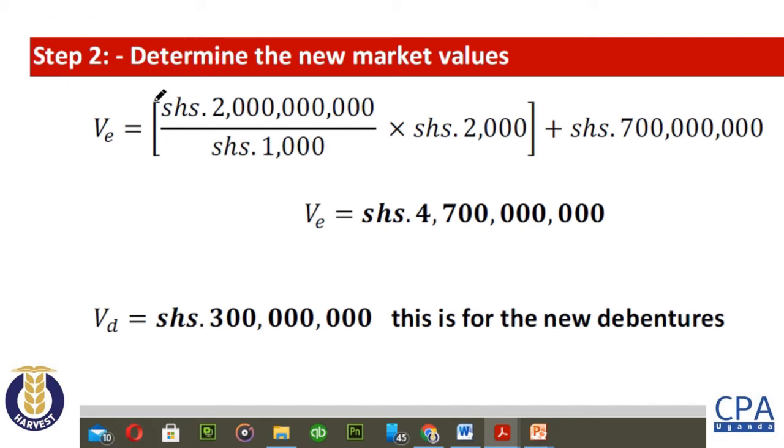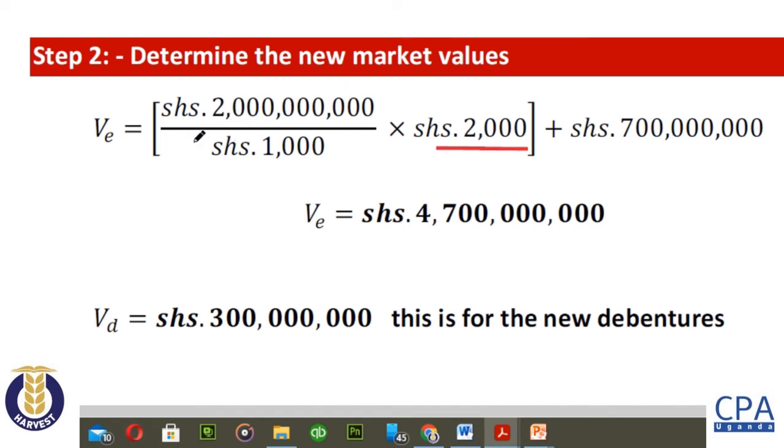So the equity, the market value of equity, the VE, you get the number of ordinary shares. That is the original total amount in the capital structure, which is 2 billion, divided by the nominal value of 1000, times the new market value, because they have told us that the price is going to rise from 1,500 to 2,000. So you multiply by that.